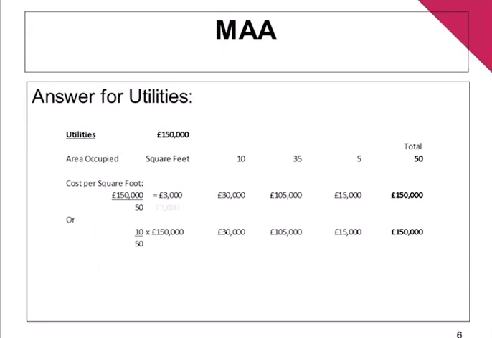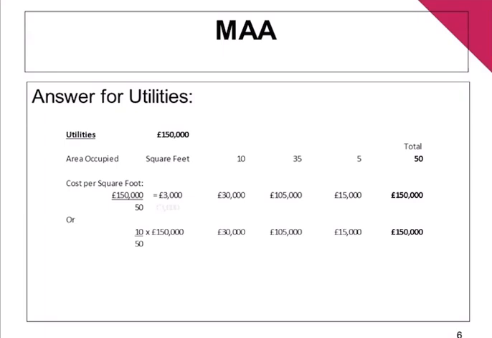So to do it quite easily is utilities. We just look at the area occupied. That's a fantastic basis to share the costs out on. So for the raw materials section, we've got 10 square feet for that area. The main body of manufacturing has 35 square feet, and finally the finished goods section has only 5 square feet. So what we do is we add the 3 together. The 10 plus the 35 plus the 5 gives us 50 square feet in which all the factory operates.